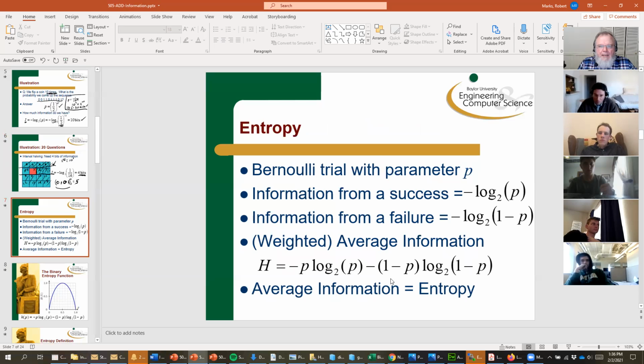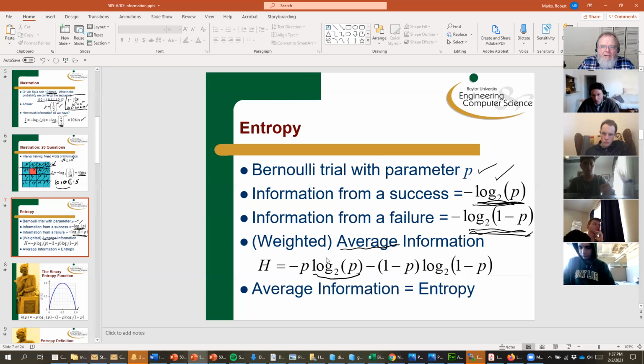The most fundamental idea of information is a Bernoulli parameter. You remember Bernoulli trial, it gives you an output of either a 1 or a 0. And it has a success with a probability of P. So the information from a success is the log of P. So if you get a success, this is how much information you get, right? If you get information from a failure, that's log of 1 minus P. It's always minus the log of the probability. If you do the average, you will get this much information P% of the time, and you will get this much information 1 minus P of the time.